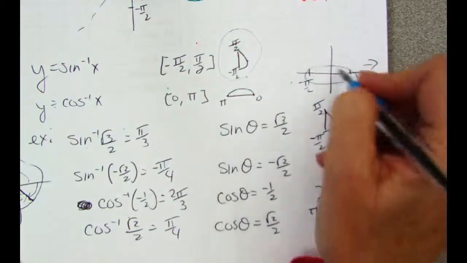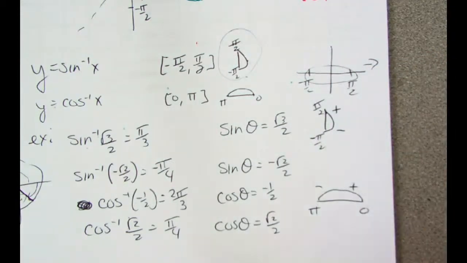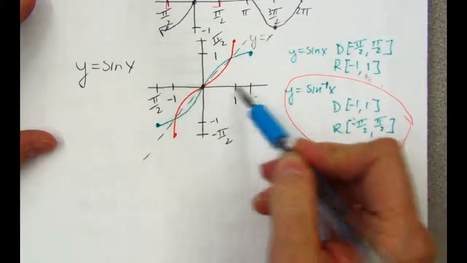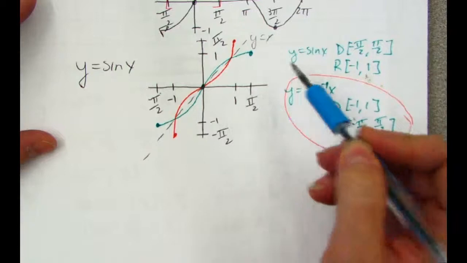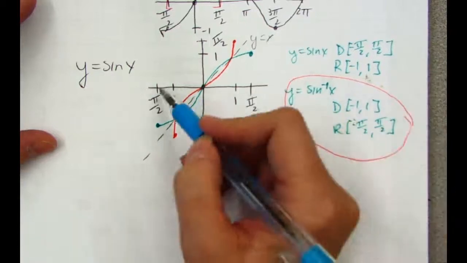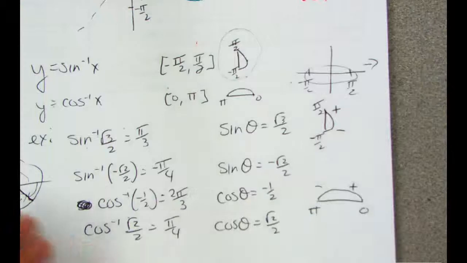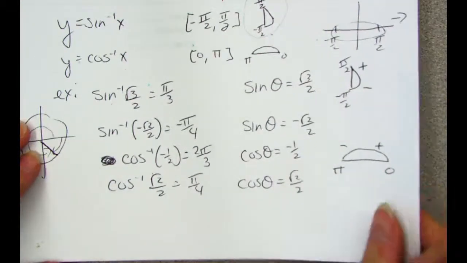From the graph, it's between negative pi over 2 and pi over 2. That's what you told me on sine. Between negative pi over 2 and pi over 2 is the only place I can have my answers on my inverse sine, because that's what I have to restrict it to. You may not say pi. You may not say negative 2 pi. Somewhere in between. Okay.